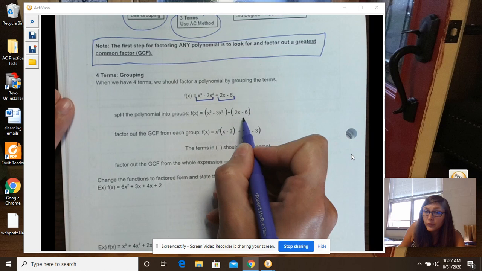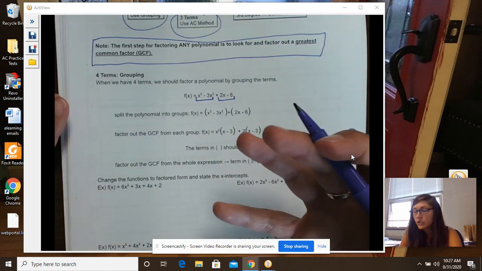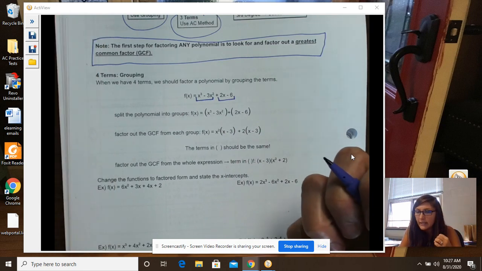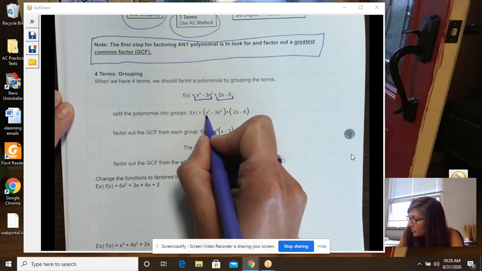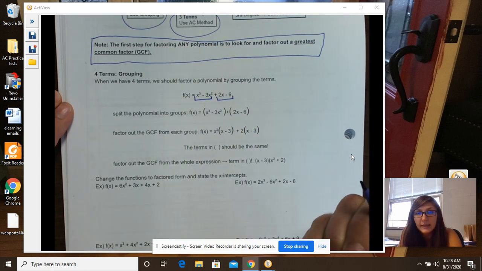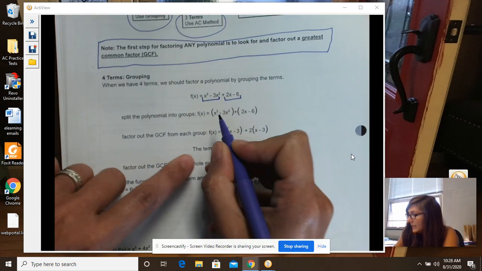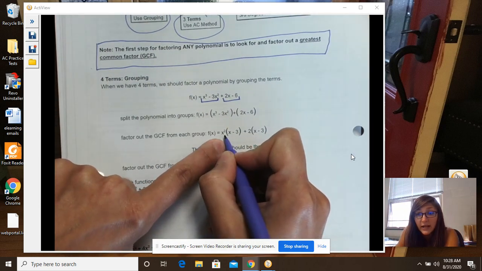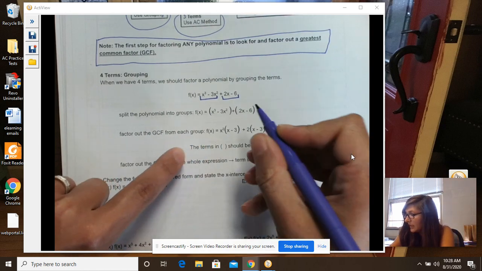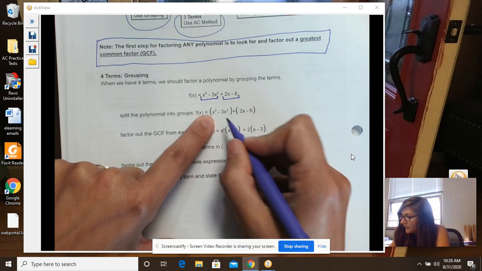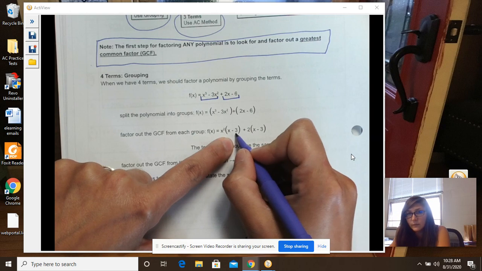And then out of each group, we're going to find the GCF, the greatest common factor. What do those terms have in common? And we're going to factor it out of each term. So if I take a look at this first group, they each have x's. Okay? And in fact, each of them could be evenly divided by x squared. So I'm going to go ahead and factor x squared out the same way you would factor out a GCF, a greatest common factor. So when I divide that x squared out of the first term, I'm left with x. And then out of the second term, I'm left with minus 3.